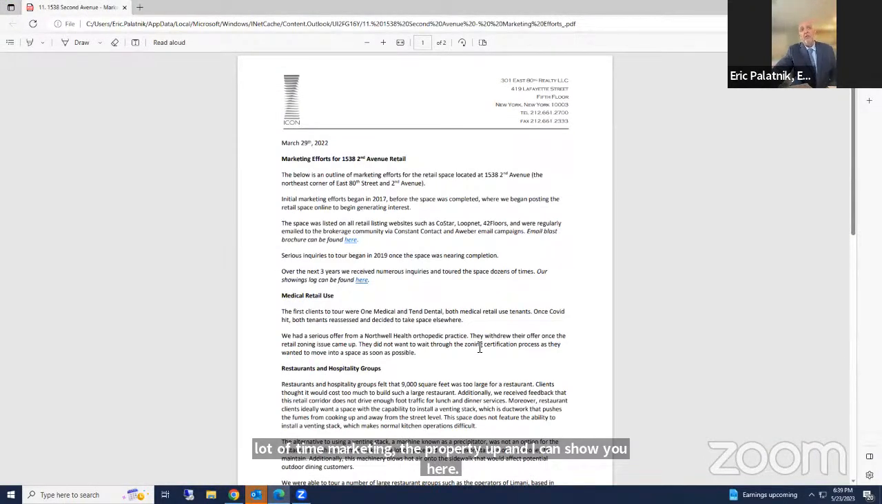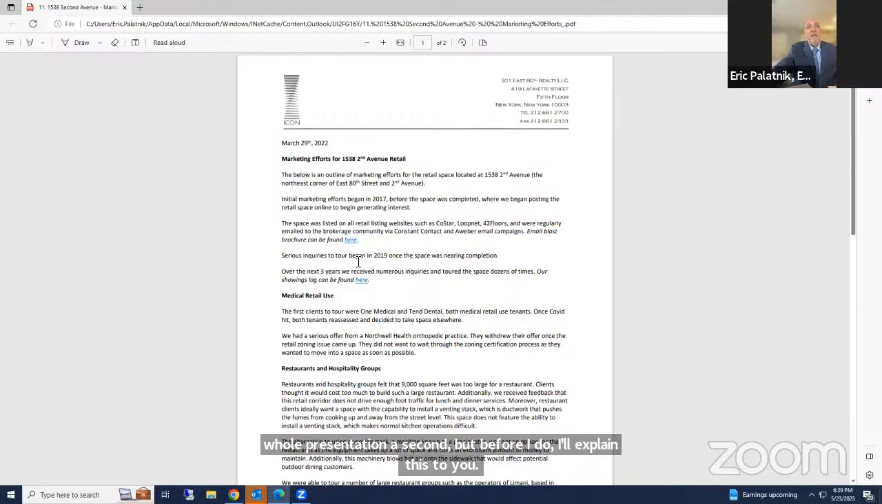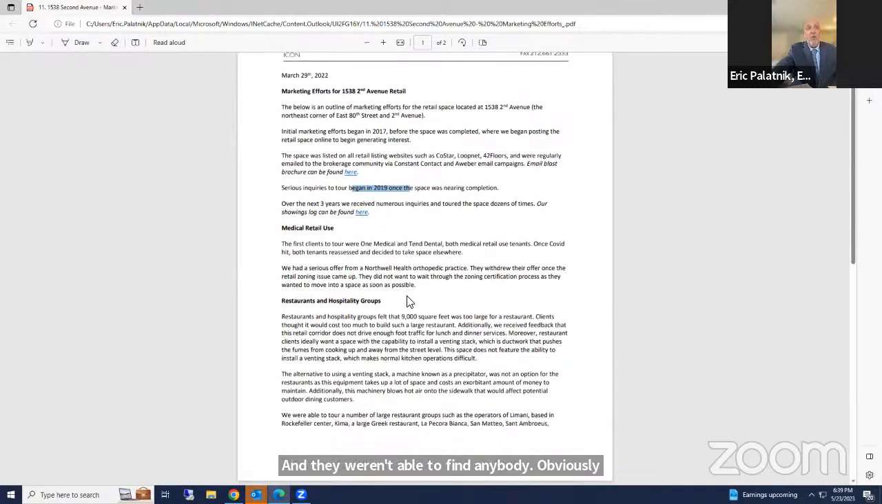I'm going to go through the whole presentation in a second, but before I do, I'll explain this to you. What this document is explaining to you is that since as early as 2019, they have been marketing the property for all sorts of permitted uses, and they weren't able to find anybody. Obviously, COVID in the middle of it, medical, they looked for restaurants and hospitality groups.